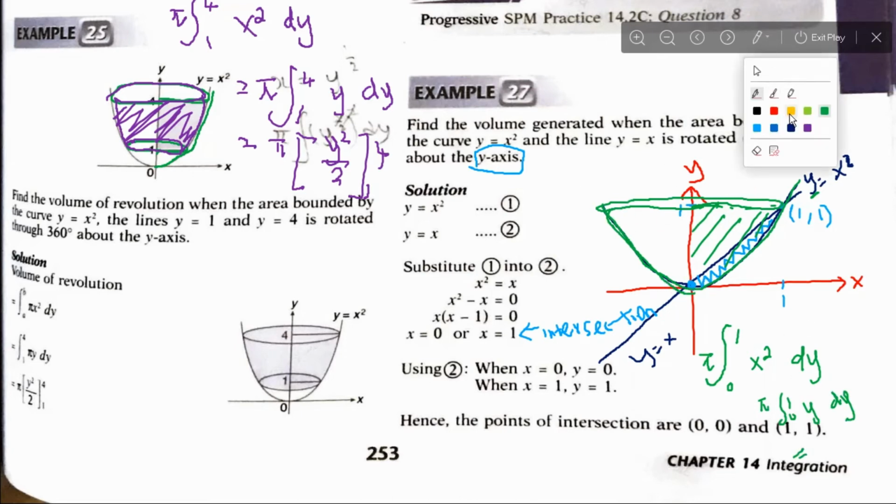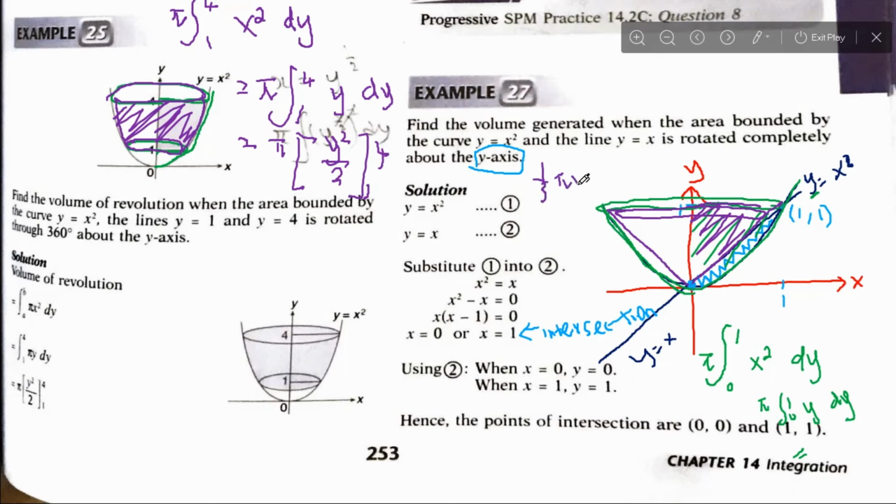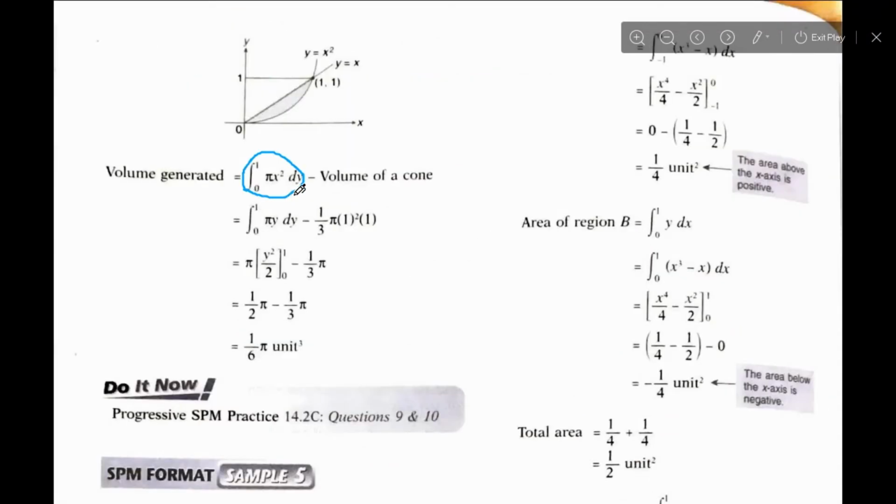For the shaded region, we still have to subtract this one, the volume generated by the straight line. When we rotate this 360 degrees about the y-axis, we will have a solid that looks like this. And this is a cone, so we just use the formula of a cone: 1 over 3 pi r squared h. What is the radius here? This is 1. The height is also 1. So lastly, we use the green solid here minus the purple cone, then we are left with the blue shaded region. Use the volume generated by the curve minus the volume of the cone. So this is the answer: 1 over 6 pi unit cubed.